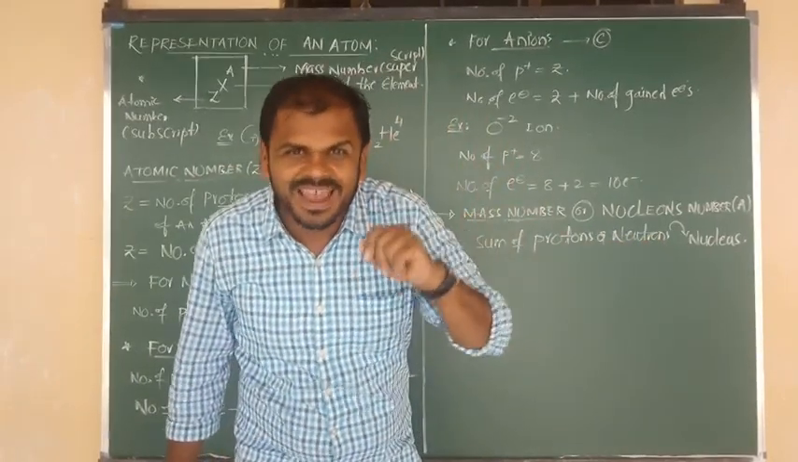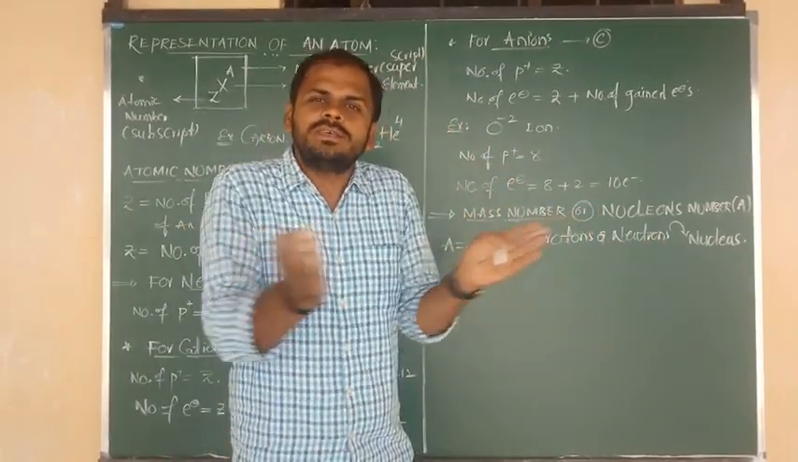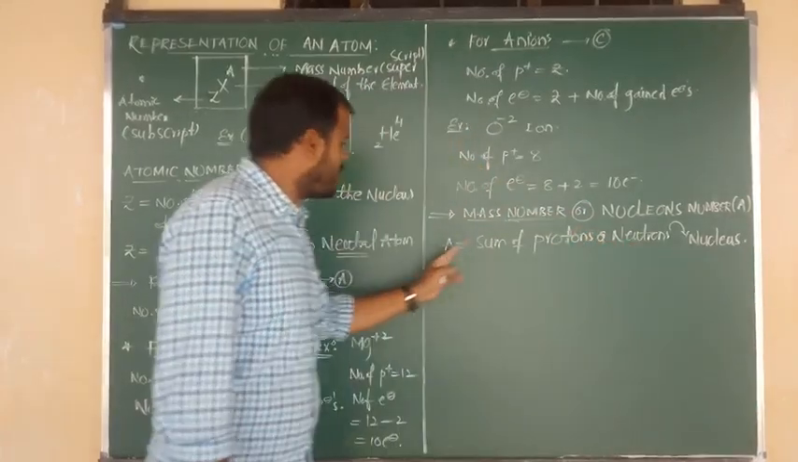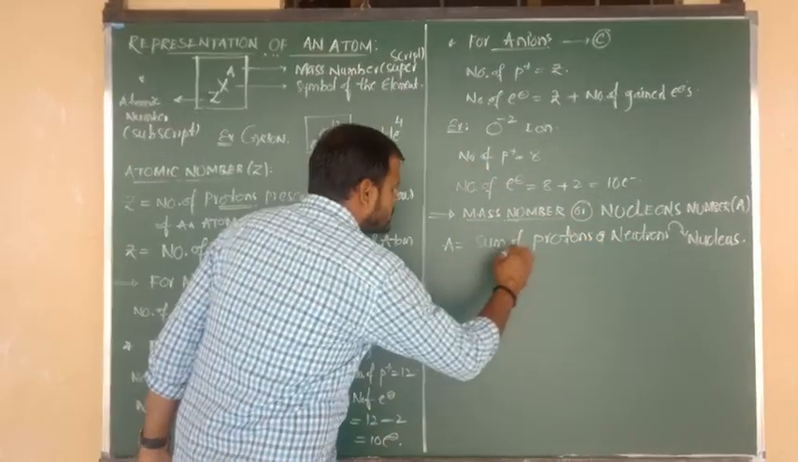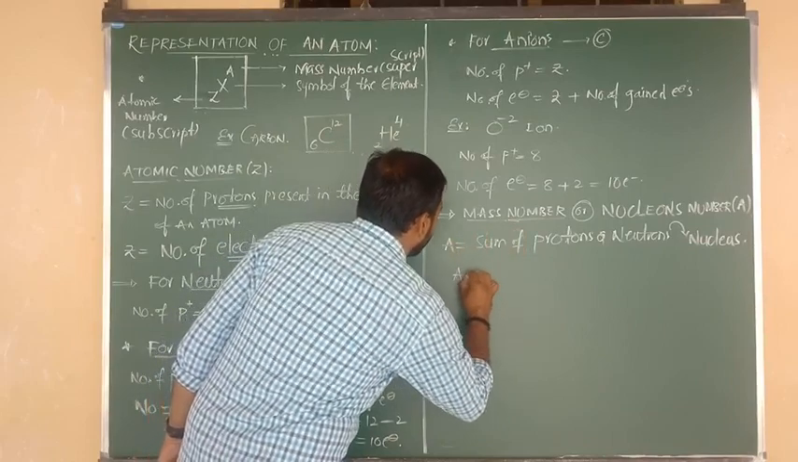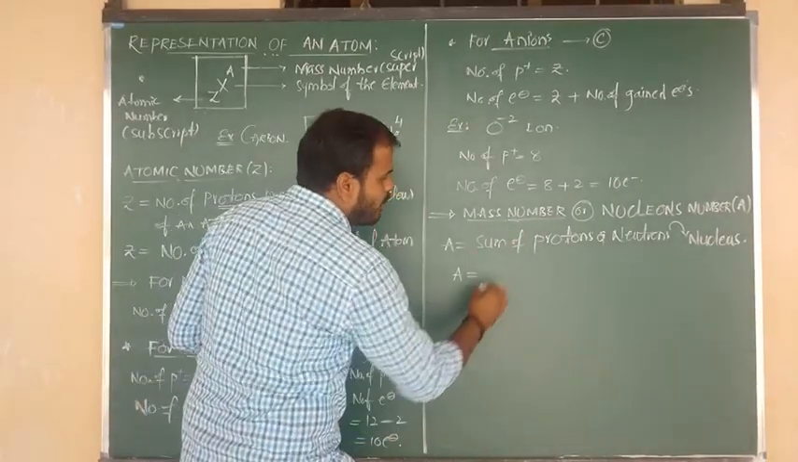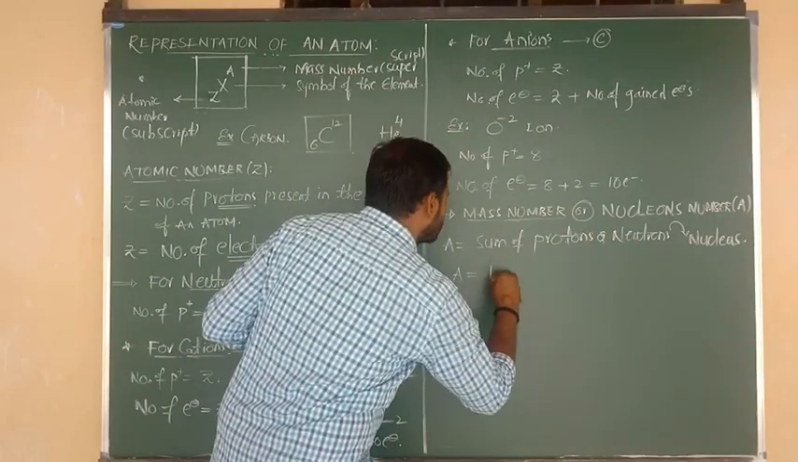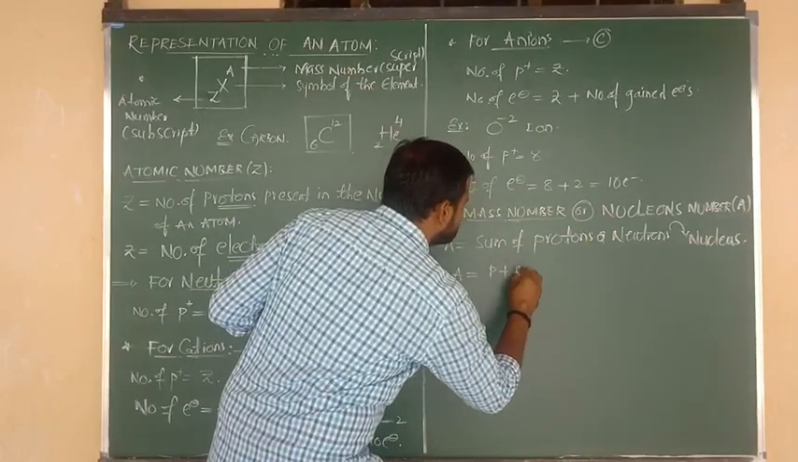I have already told you in the last class that the sum of protons plus neutrons equals the mass number. So we can write the formula: A, which is the mass number, is equal to the sum of the protons and neutrons, that is, P plus N.